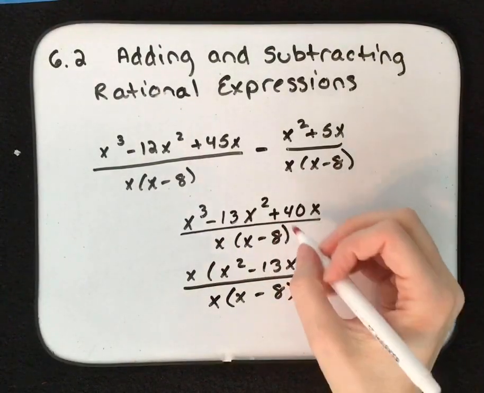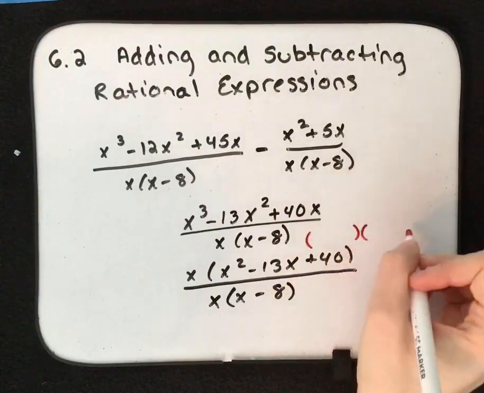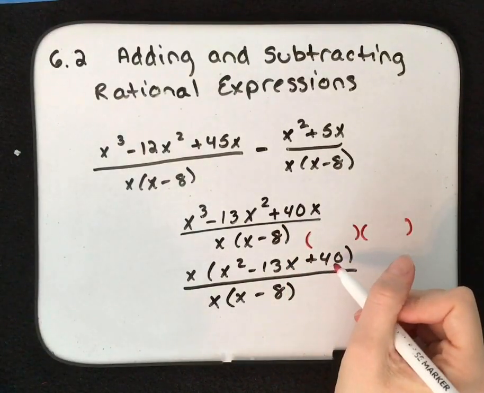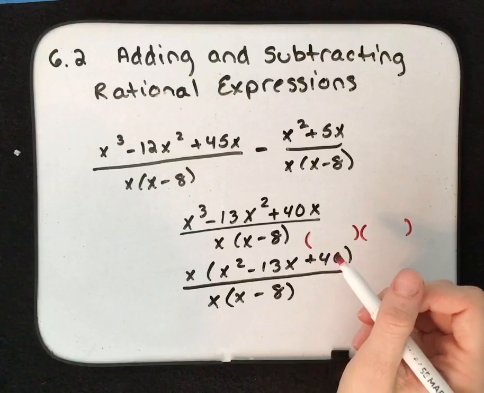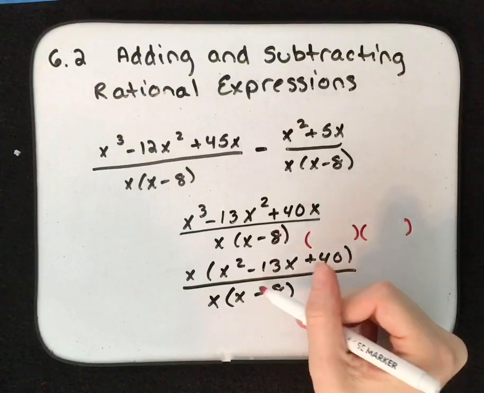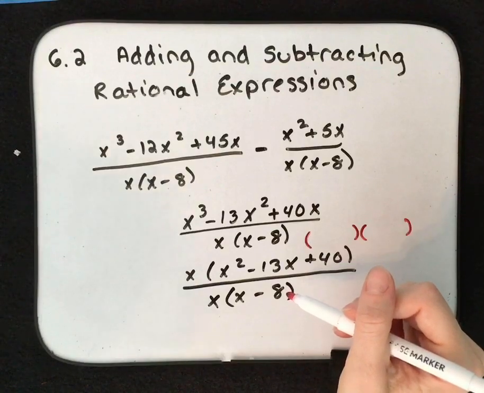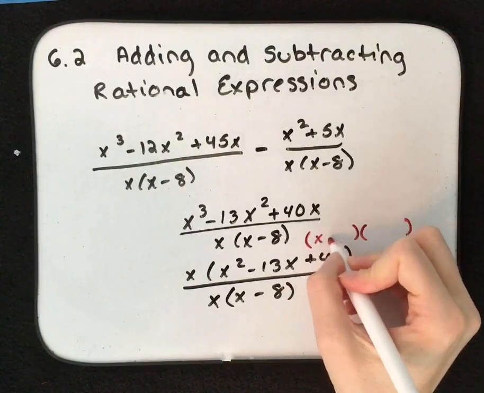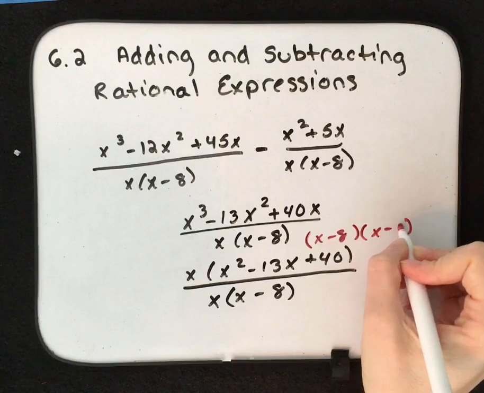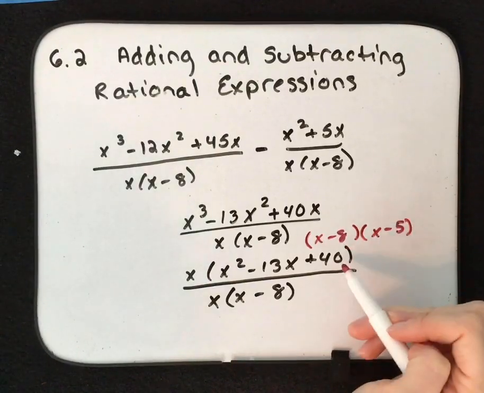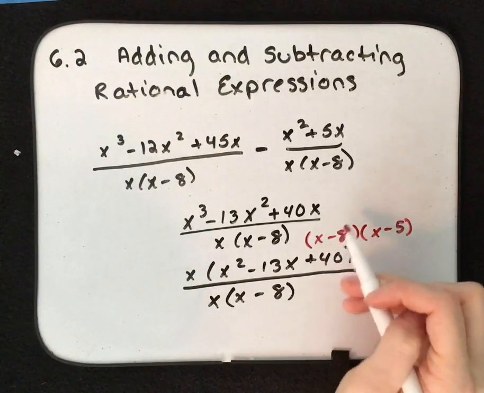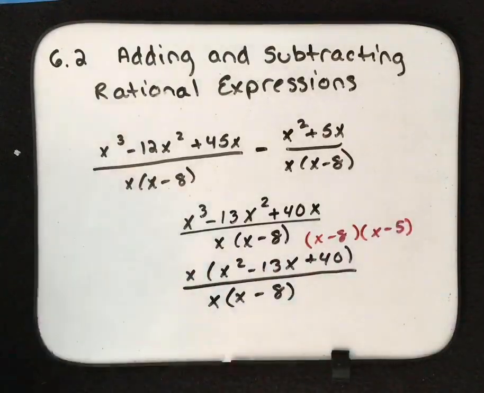Does this factor? I need two numbers that multiply to 40 and add to negative 13. It'd be really convenient if one of them was this minus 8 right here. So let's try that first. Well, 8 times 5 is 40, so I think we have a winner. A negative times a negative is a positive. Negative 8 plus negative 5 is negative 13.